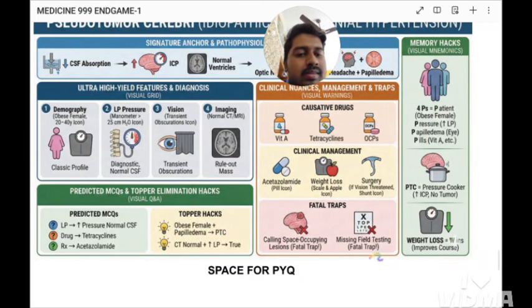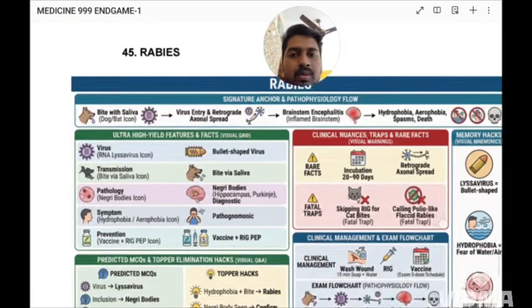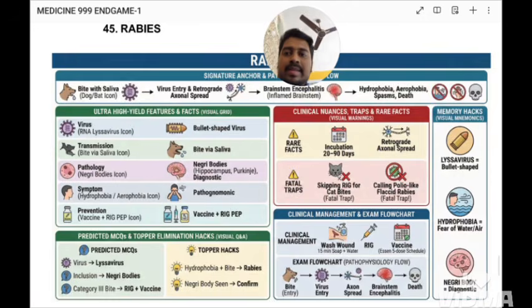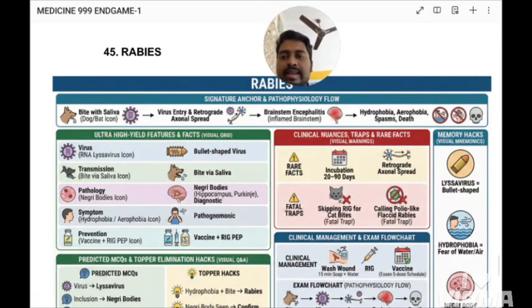Next, we'll go to rabies. In rabies, basically it's a virus. It's a Lyssavirus. It belongs to the RNA virus group. This is present in the saliva of wild animals, especially dogs. It can also occur via cats or bats. The virus enters and then spreads retrograde through the nerve endings, from the distal to the proximal end of the nerve. Then it can result in brainstem encephalitis, with symptoms like hydrophobia and aerophobia, fear of water and fear of air, and it leads to spasms and death. Transmission is also via bat.